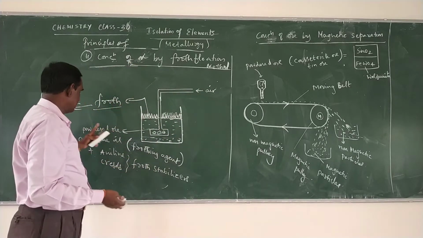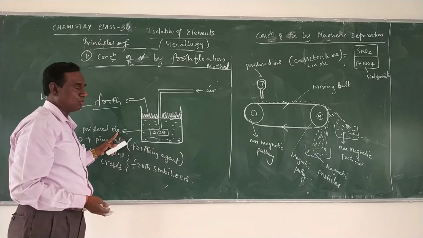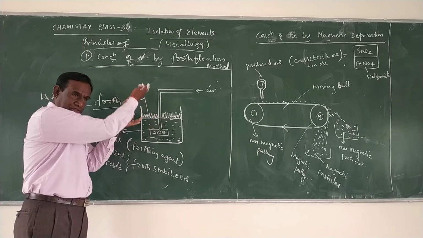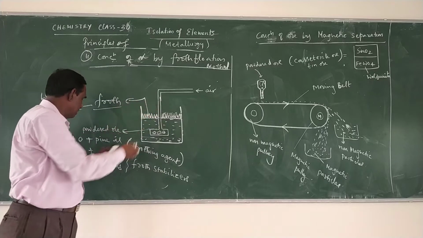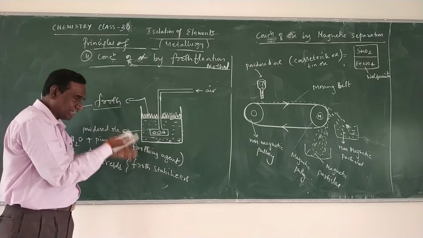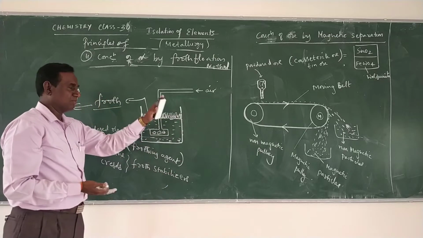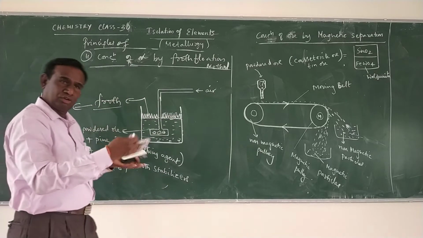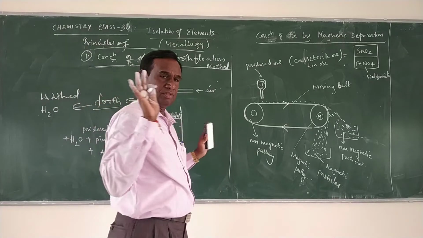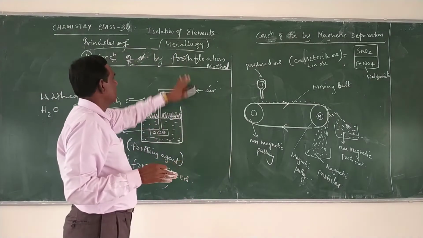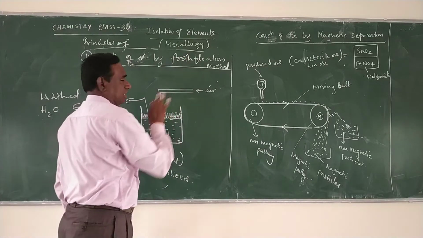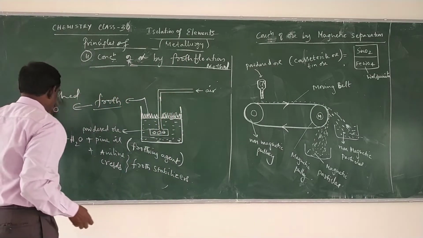As a result, the ore particles present in the powdered ore are wetted by oil and come to the surface as a froth. The impurity particles present in it are wetted by water and sink to the bottom. The froth from the surface is taken out and washed with water to get the pure ore particles. That is how we can concentrate the sulfide ore particles by using the froth flotation method.